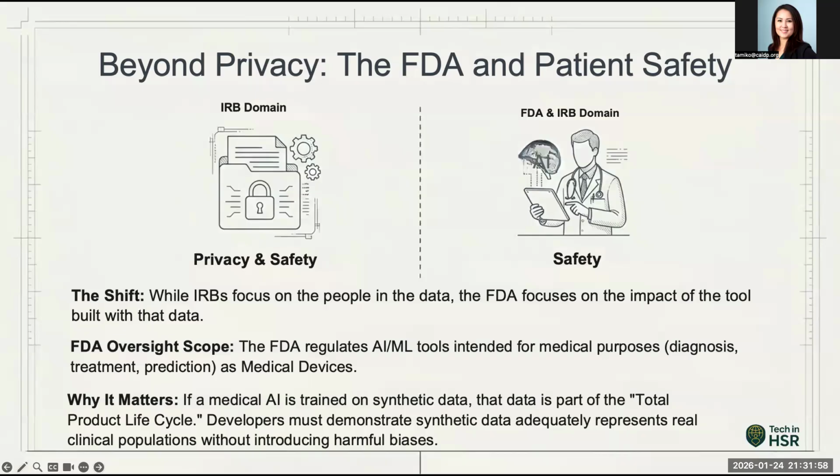That means researchers and developers need to demonstrate that synthetic data training adequately represents the real clinical populations it's intended to be used on and does not introduce bias that could harm patients. And the quality of that evidence, and ultimately patient safety, is going to depend directly on the quality and representativeness of that synthetic data, which brings us to our final consideration: those data quality standards.